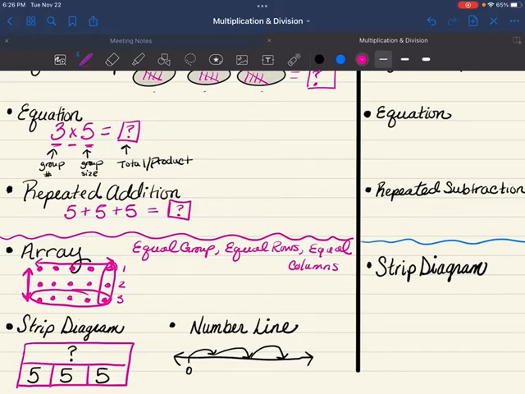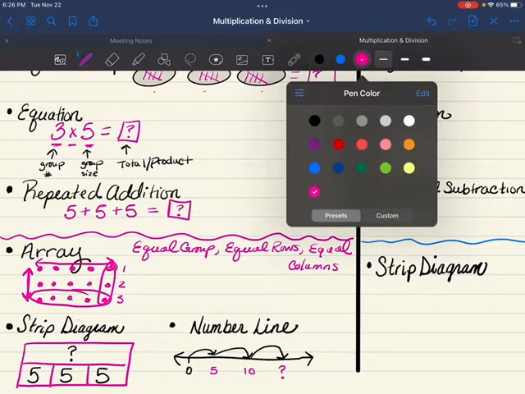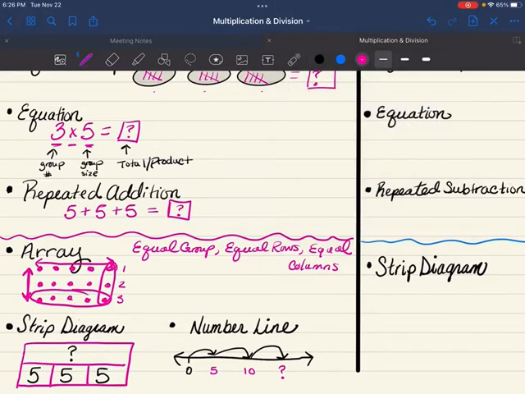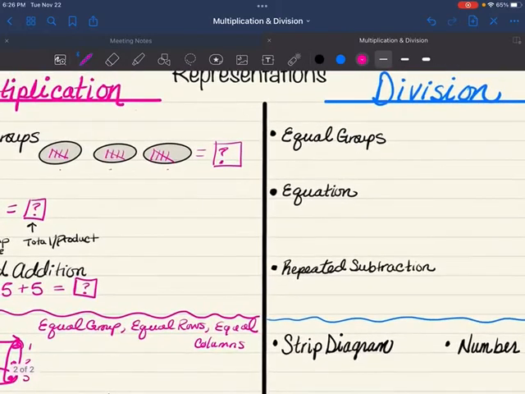So this one is kind of a difficult one because I'm trying to figure out if I should put a question mark or if I should put the actual numbers here. But let's say that's where I'm going to put the question mark. And then up at the top, how many jumps did I do? 1, 2, 3. So that was 3 jumps of 5. Okay, let's move on to division.